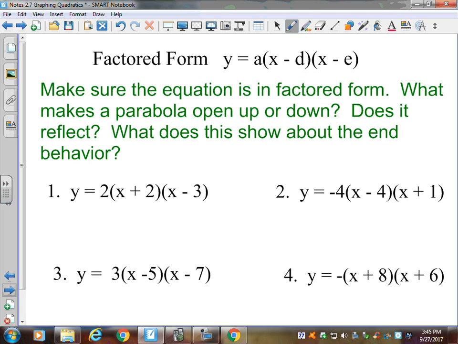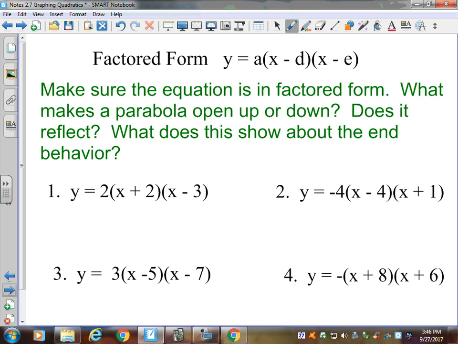So if you put each of these in the calculator, you should be able to tell if they open up or down. Does it reflect or not? Because reflecting means it opens down. And does this show the end behavior? So I want you to stop the video, graph each one, and decide, does it open up or down? Does that show reflection or not? Because reflection means that it's opening down. And tell about that rising and falling.